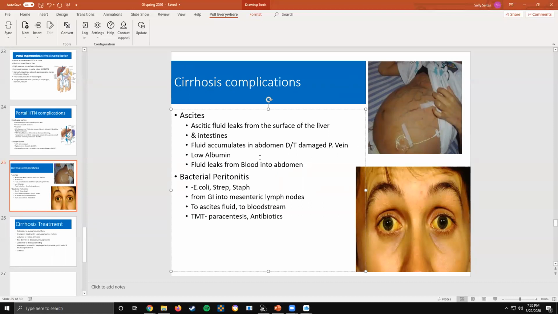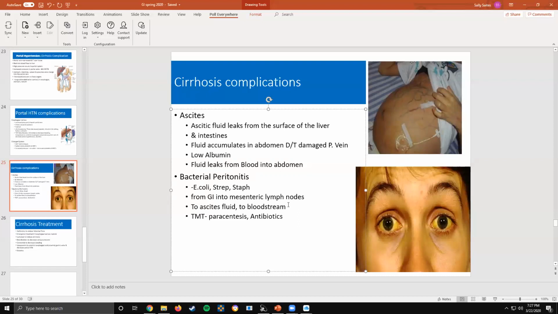And this fluid can also leak into the blood and into the abdomen. Bacterial peritonitis can occur. You can see that with all this fluid in here, there is a risk of bacteria forming in there. Typically it's E. coli, strep, or staph. E. coli is in our body already. Actually, all of these are in our body already, but you don't want to have them in the peritoneal cavity.